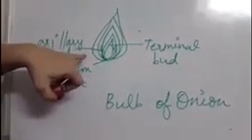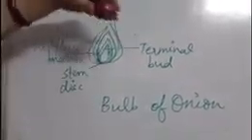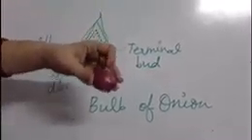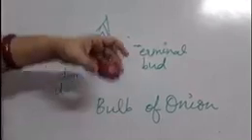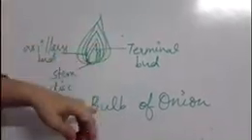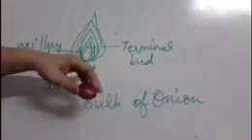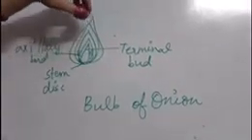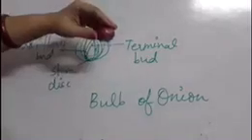With the help of this, if we put this bulb into the soil and we water it, we will find that after a few days, a new onion plant arises from this bulb of onion. This is also a natural means of growing plants, natural vegetative propagation.